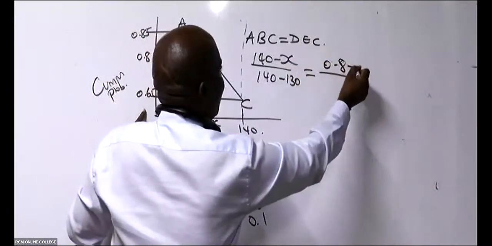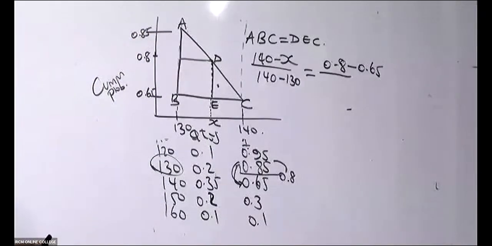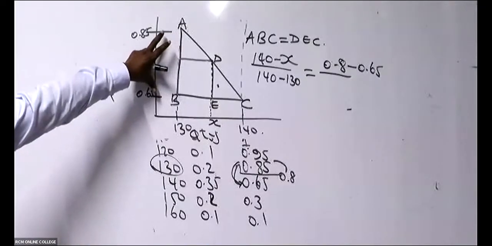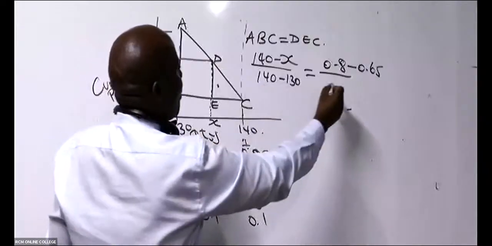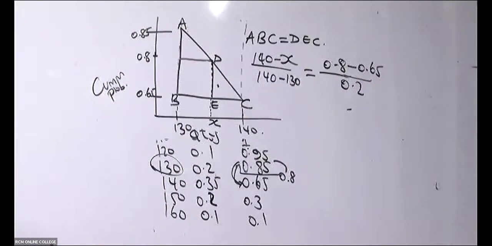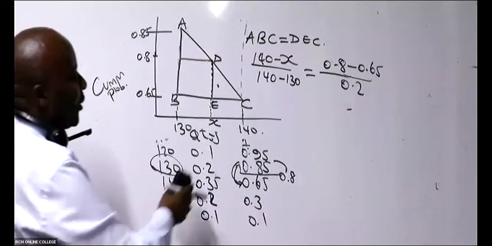0.8 minus 0.what here, somebody? 0.65. So 0.8 minus 0.65 all over the height of the bigger triangle. The height of the bigger triangle is what here? 0.2. The height of the bigger triangle. So can we kindly go slowly and get these things very, very well? Let's try this.